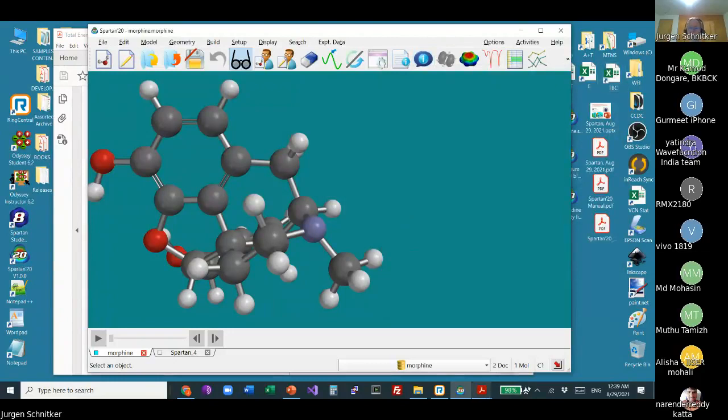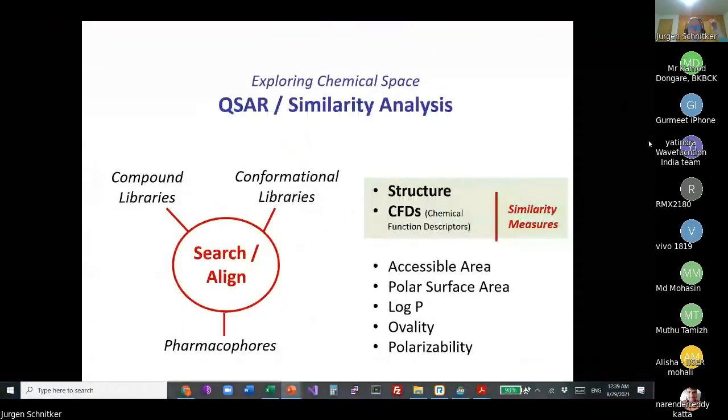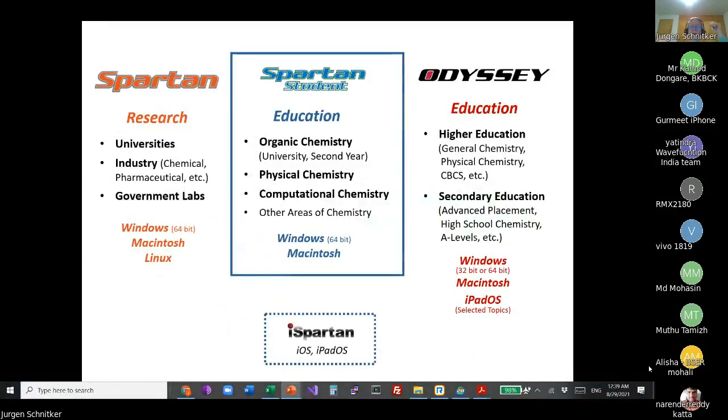Okay, so I'm now already 10 minutes past when I wanted to finish. I will go back to the slides and wrap it up and take more questions. So this was the functionality of the program for QSAR-related work, and one slide here quickly on education.